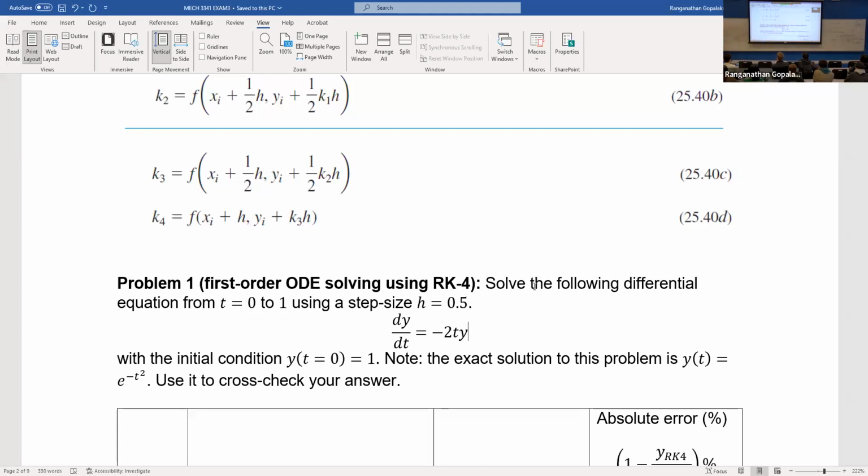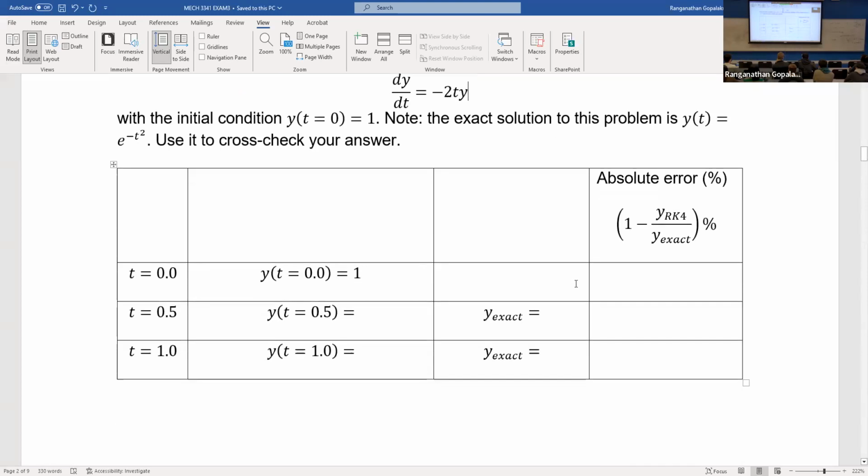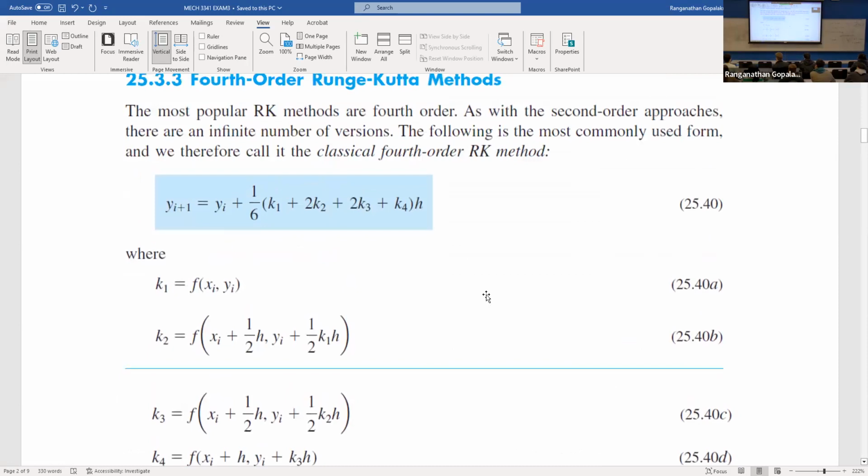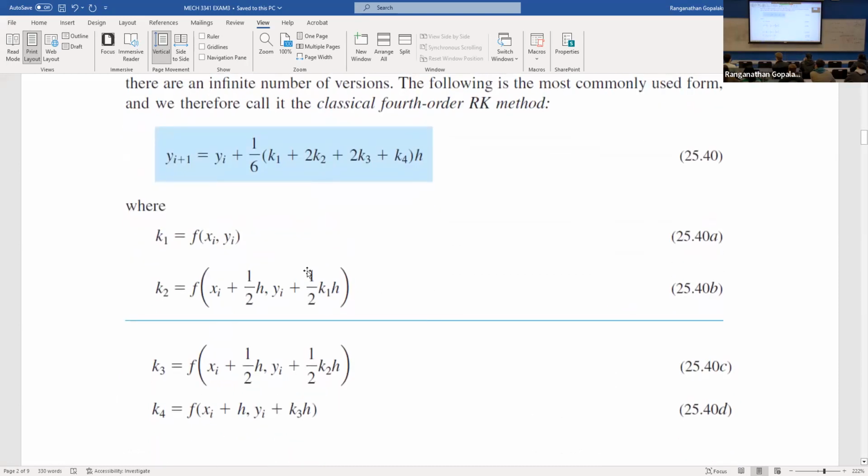Okay, right here. So you need to fill out this table at 0.5 and 1.0, compute the exact value also, and then get the absolute error. So you need to fill out 1, 2, 3, 4 numbers that we look out for. Okay, so I'm not asking you to memorize anything. Again, all I need you to do is be able to use this formula.